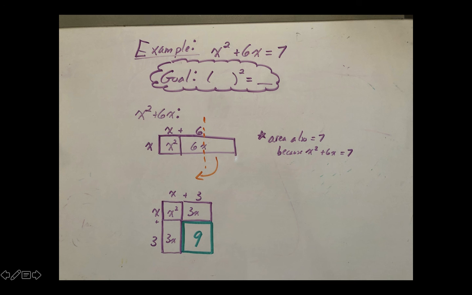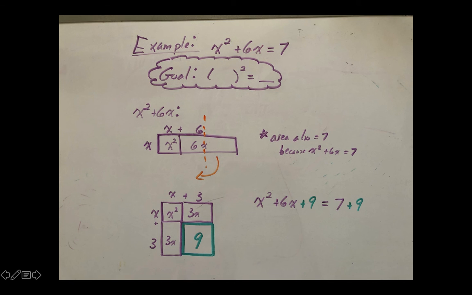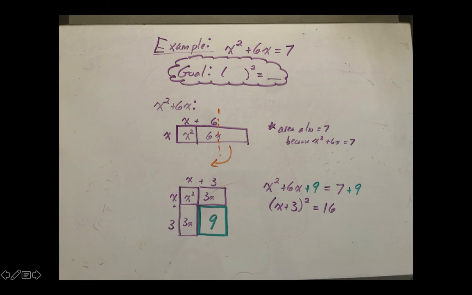So this square that we've drawn now has an area of x squared plus 6x plus 9, which is also equal to 7 plus 9, adding 9 to both sides of our original equation. X squared plus 6x plus 9 is the same as x plus 3 squared, which you could get either by factoring or by looking at that square that we drew and seeing that both sides have side length x plus 3. And 7 plus 9 is 16.